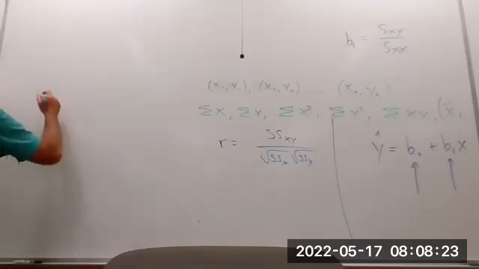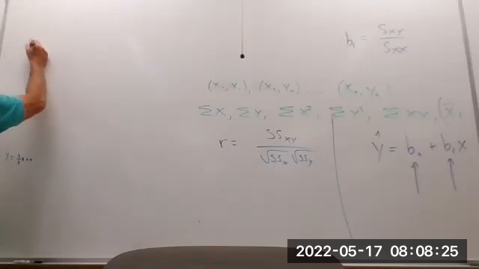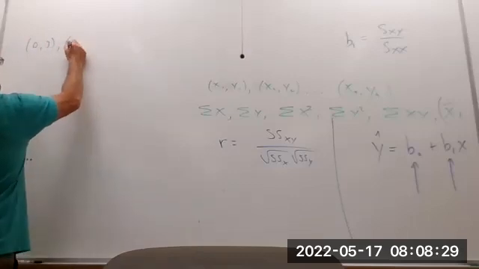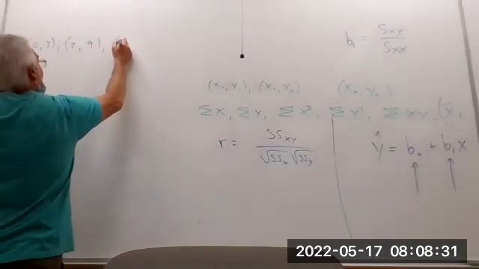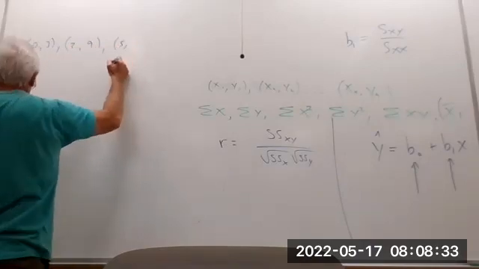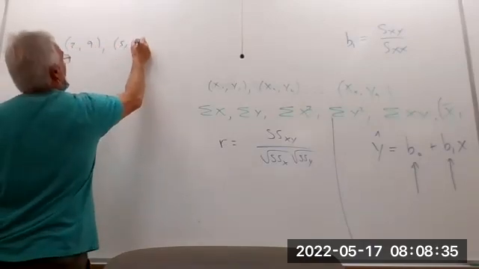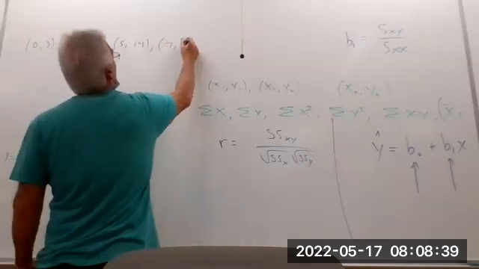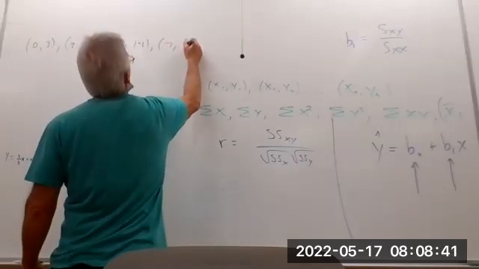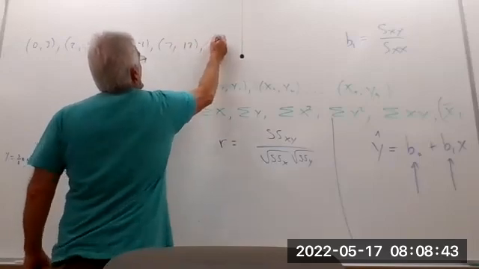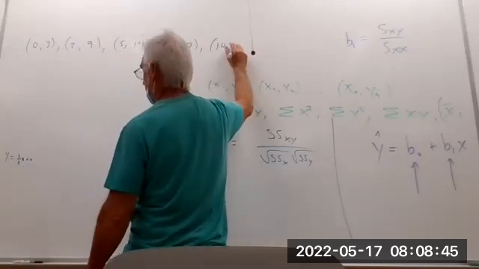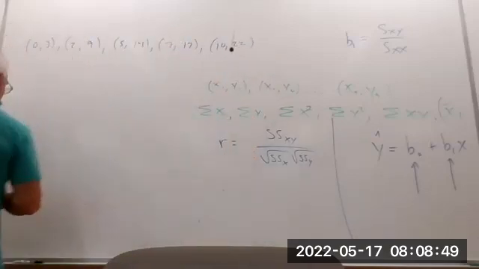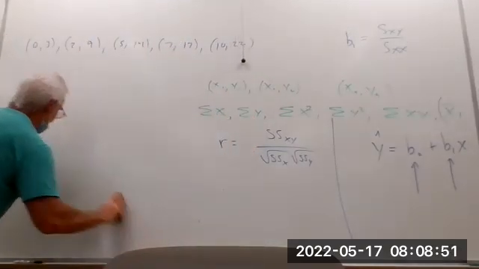Okay, so let's start with (0, 3), (2, 9), (5, 14), (7, 17), and (10, 22). All right, so these are my data points. Just have 5 data points.